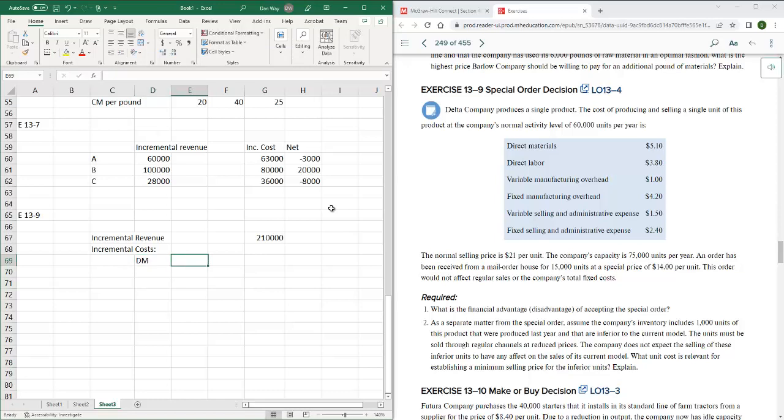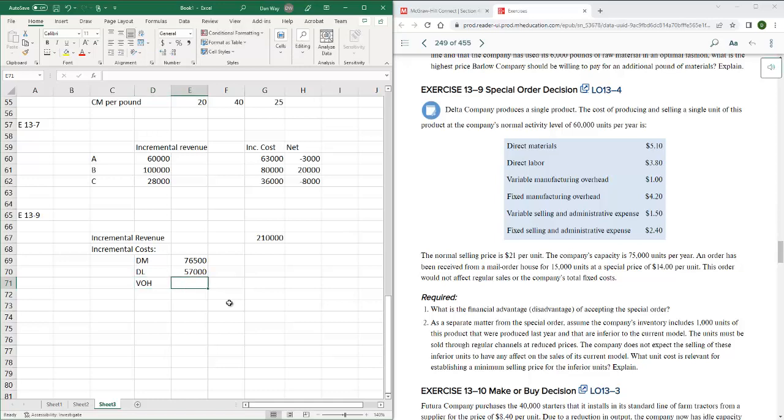Direct materials would certainly be incurred to produce the extra 15,000 units, right? Direct materials is truly a variable cost. It moves with activity or volume. So $5.10 a unit times the 15,000 units we'd be making, 76,500. Direct labor is up next. Very similar. It's purely variable cost. Moves with volume, so $3.80 per unit times the 15,000 units we'd make, 57,000 total.